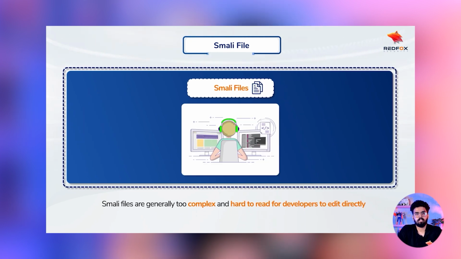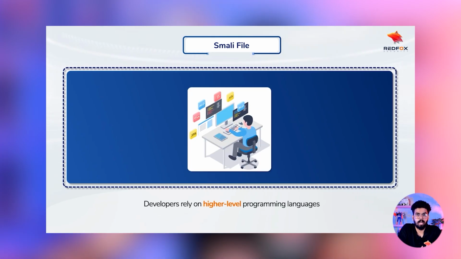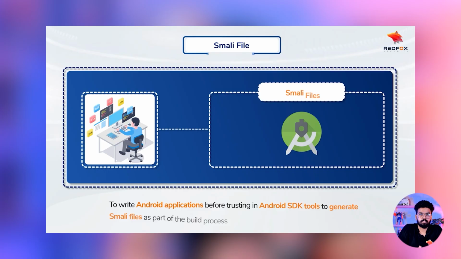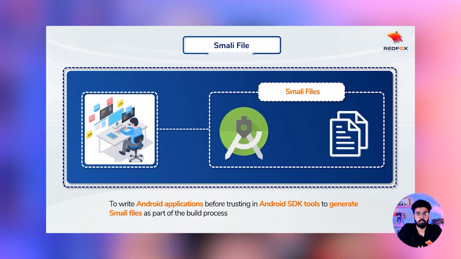Smali files are generally too complex and hard to read for developers to edit directly. Developers rely on higher-level programming languages such as Java or Kotlin to write Android applications before trusting Android SDK tools to generate smali files as a part of the build process.